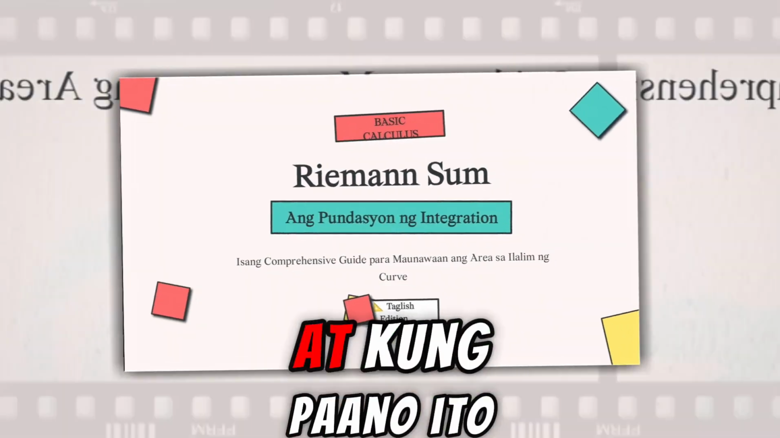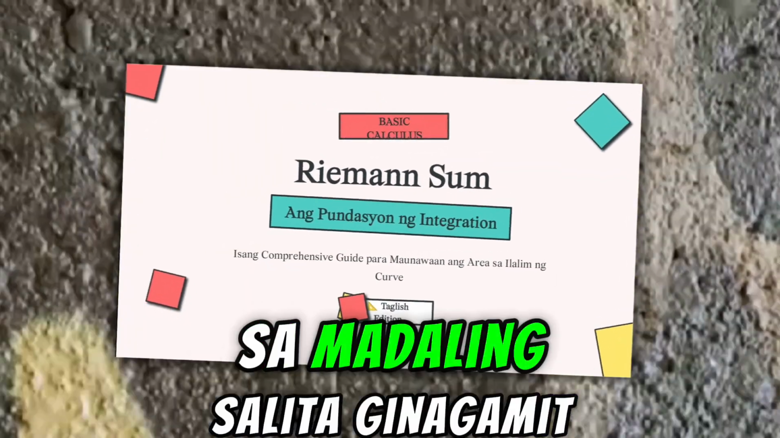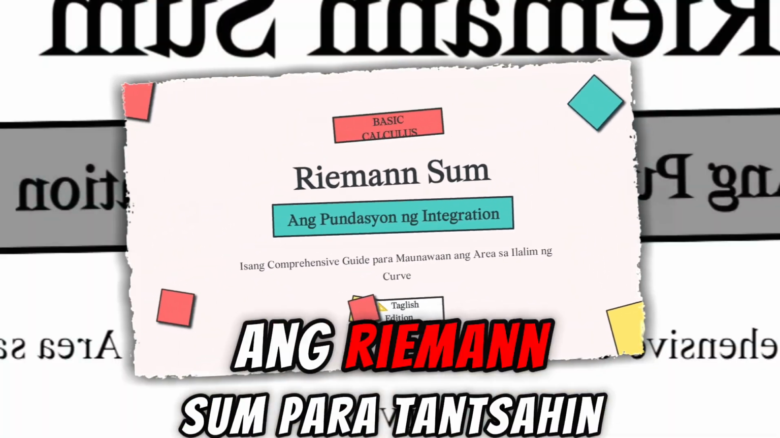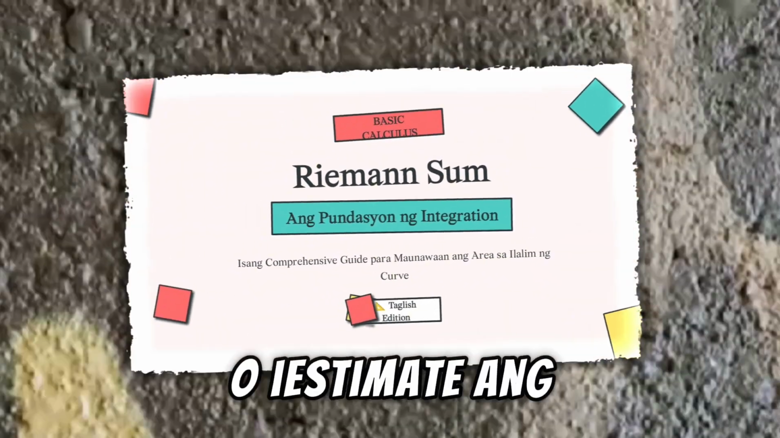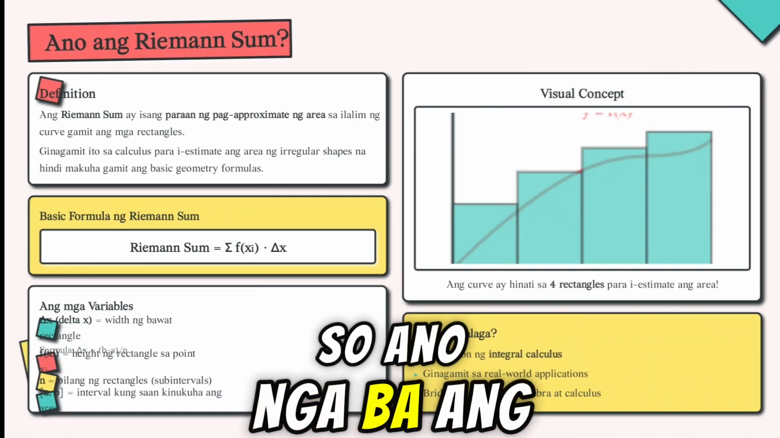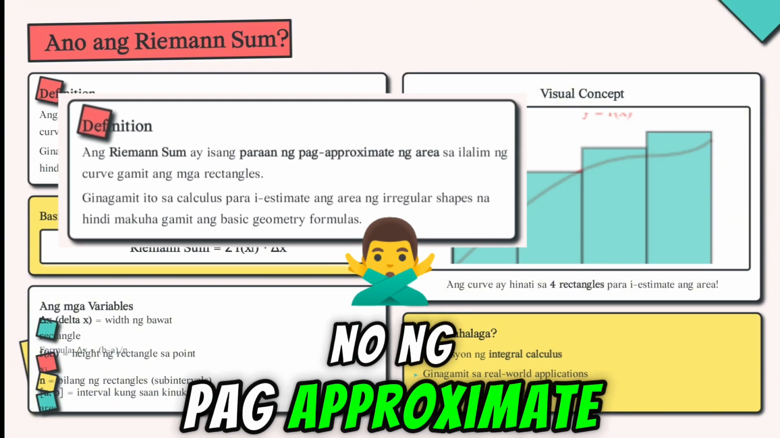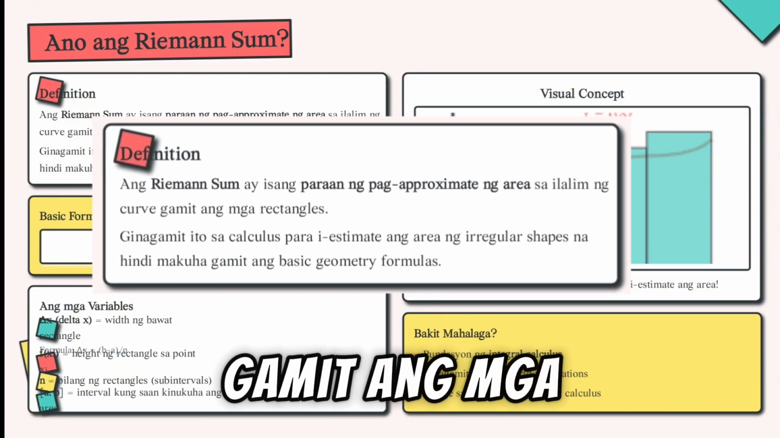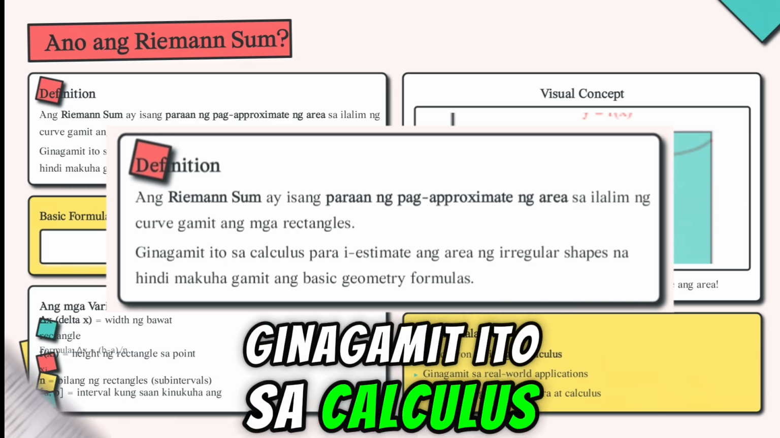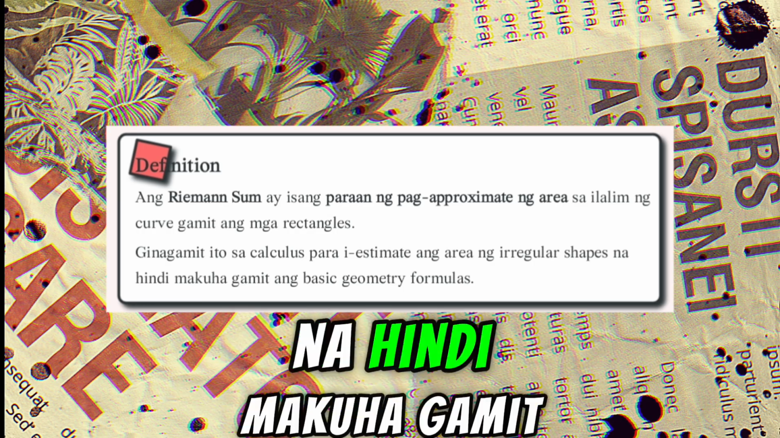Riemann sum at kung paano ito ginagamit para ma-approximate ang area under a curve. Sa madaling salita, ginagamit ang Riemann sum para tansyahin o i-estimate ang area sa ilalim ng isang curve sa graph. So ano nga ba ang Riemann sum? Ang Riemann sum ay isang paraan ng pag-approximate ng area sa ilalim ng curve gamit ng mga rectangles. Ginagamit ito sa calculus para estimate ang area ng irregular shapes na hindi makuha gamit ang basic geometry formulas.